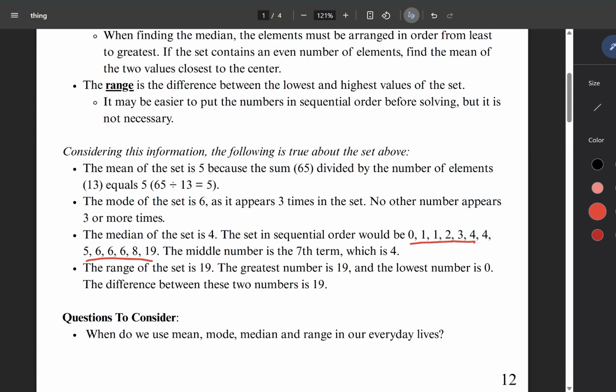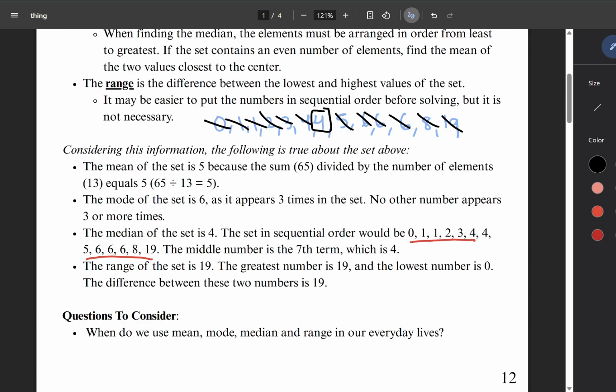And what I like to do, for example, is say if we're working with this data set, I'll just rewrite it maybe over here. So 0, 1, 1, 2, 3, 4, 4, 5, 6, 6, 6, 8, 19. And what you can do to find the number in the middle after you've put them in numerical order is you just cross one off on each side until you get the number that is left in the middle. We get the number 4, which is the 7th term.